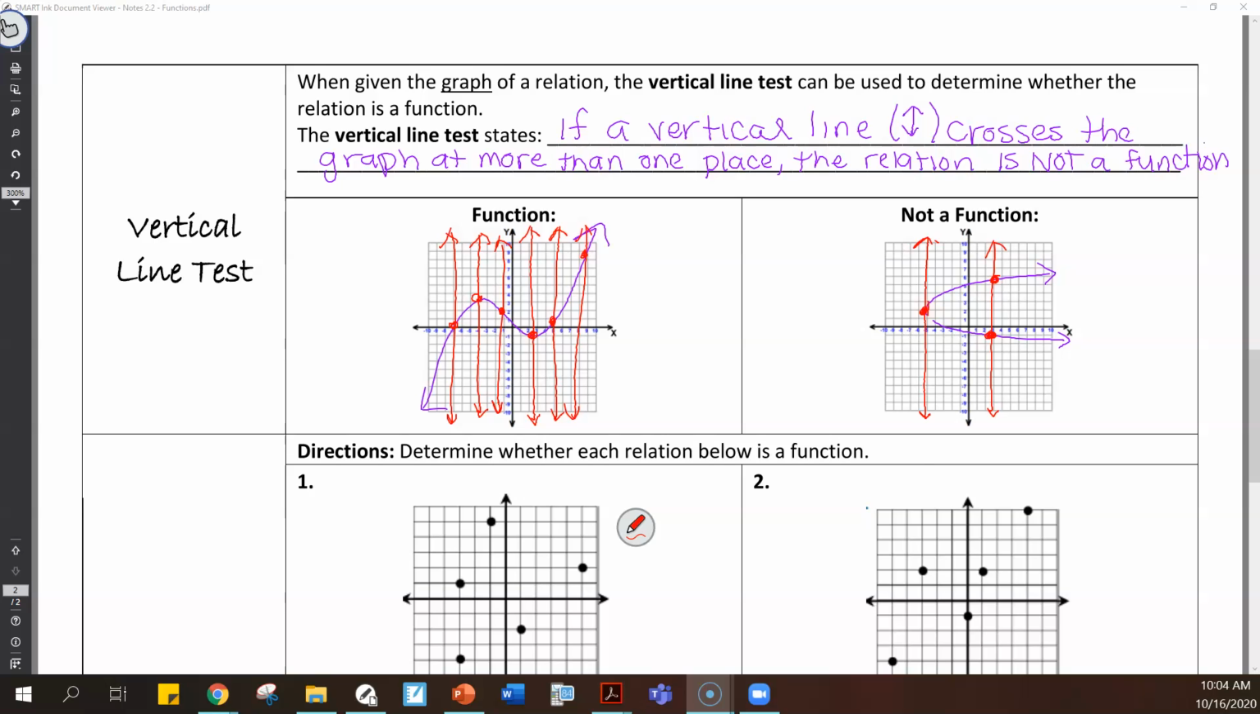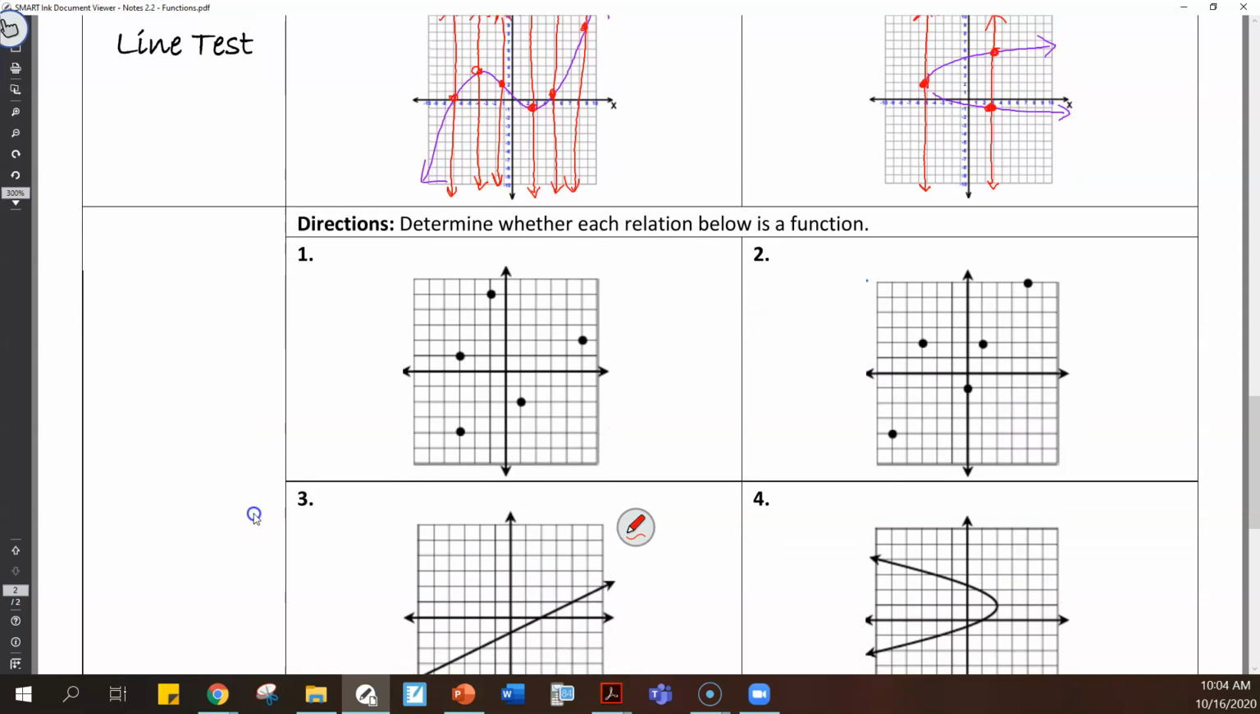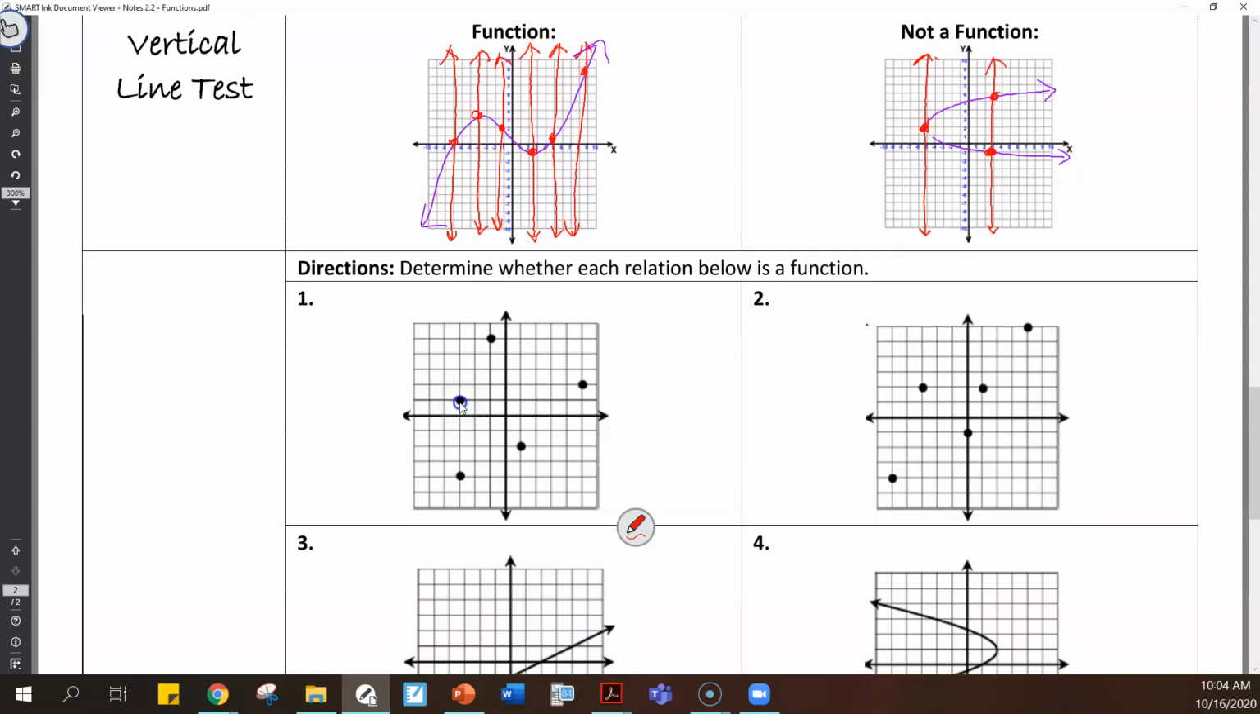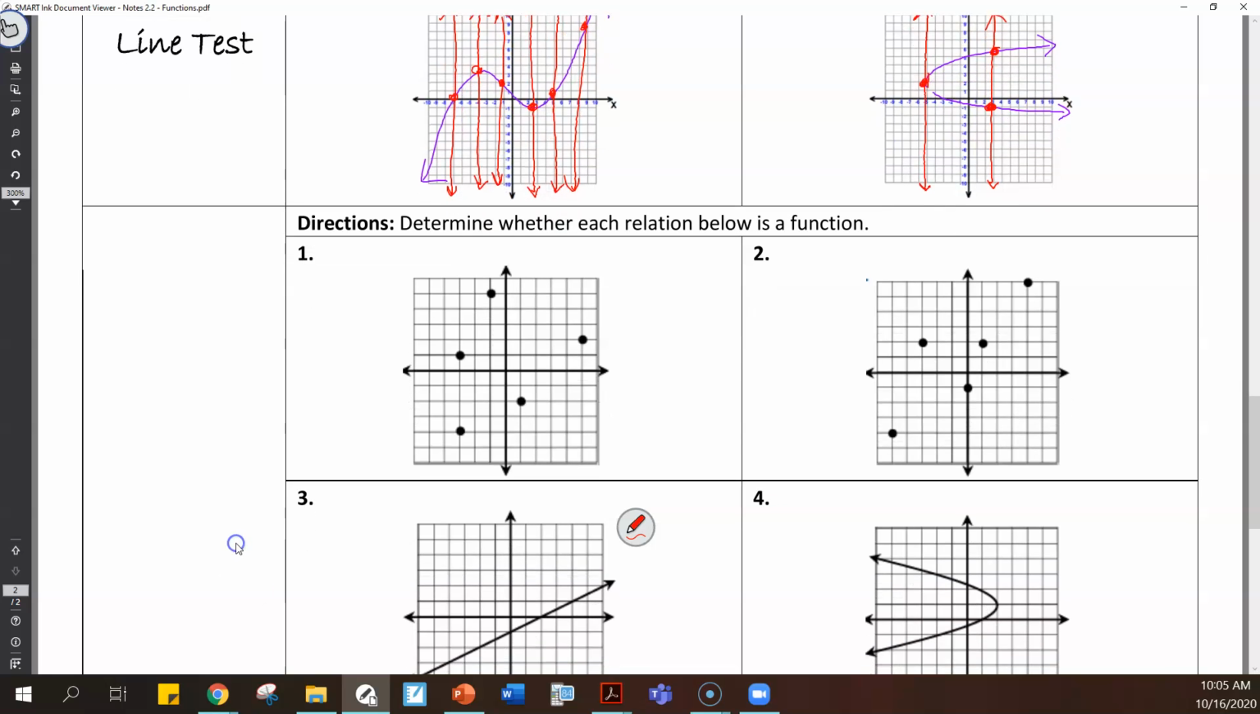Okay? So I can do this with discrete graphs. Remember that discrete graphs are ones that have individual points on them. They're like the ones we did when we represented relations. So I can check these with the vertical line test. So I'm going to check here. It only crosses in one place. That's good. I can check here. It only crosses in one place. That's good. Check here. It only crosses in one place.